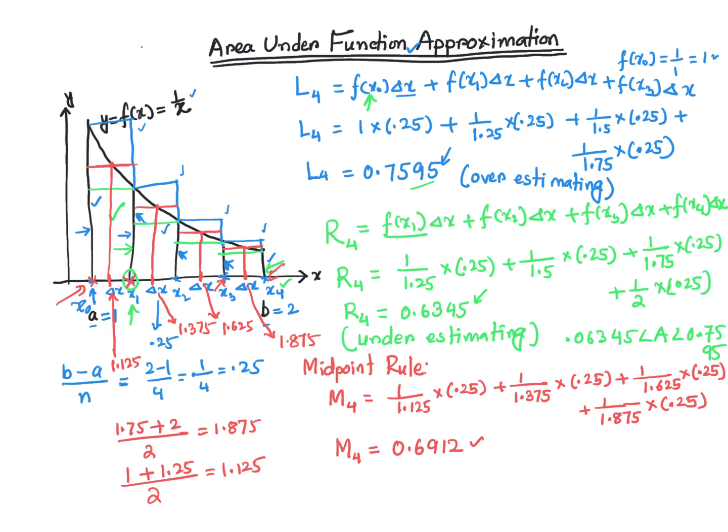So I just apply the formula, which is f of x delta x. For the first one, I get this, then the second one, third one, and fourth one. And if I simplify it, this is what I get. Please note that this number is actually between this number and this number, as expected. So the midpoint gives you a better approximation.